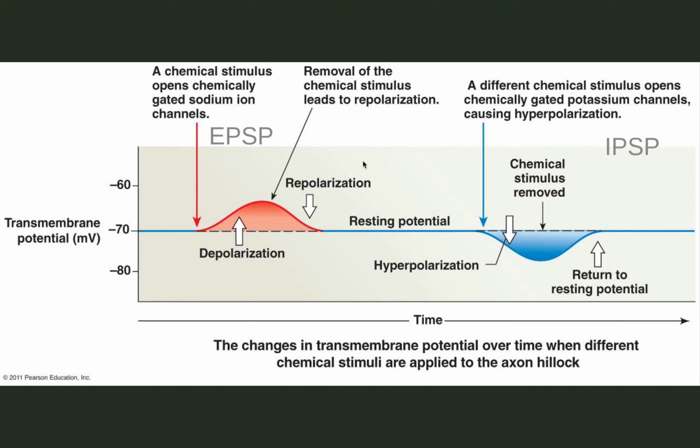When a chemical opens potassium channels, which is this one, potassium is going to leave the cell, so those positive ions leaving the cell makes the cell even more negative, and this is called a hyperpolarization, or an IPSP, which stands for inhibitory postsynaptic potential.